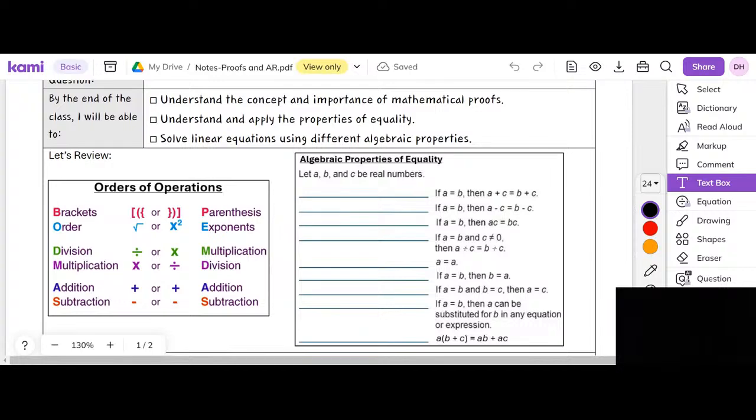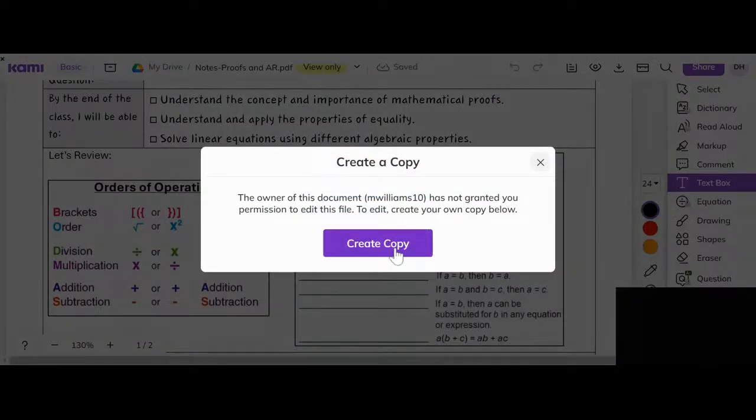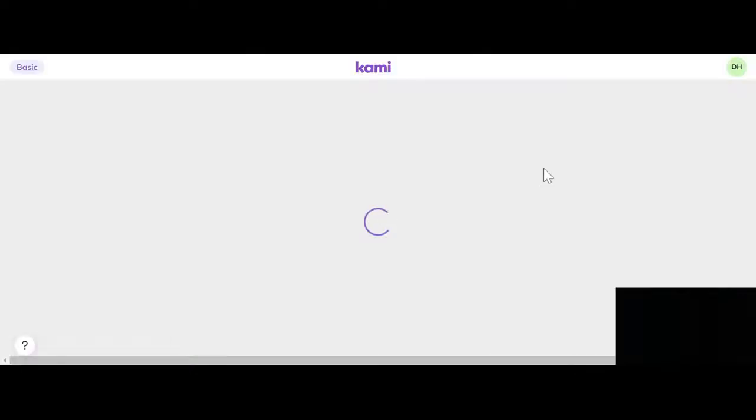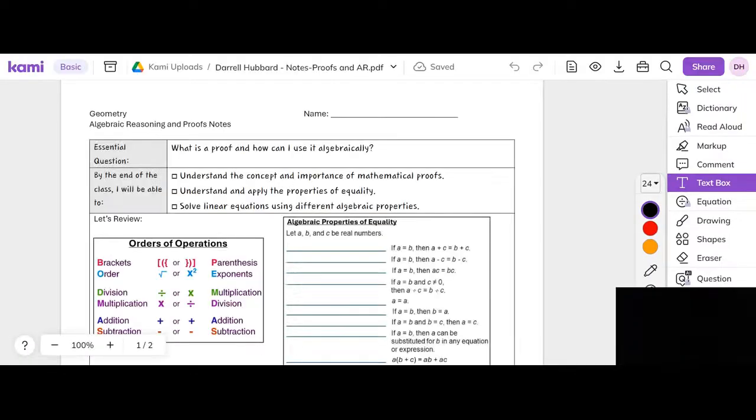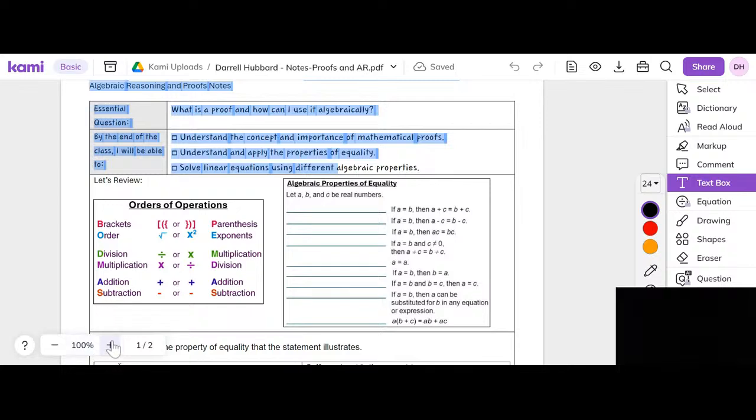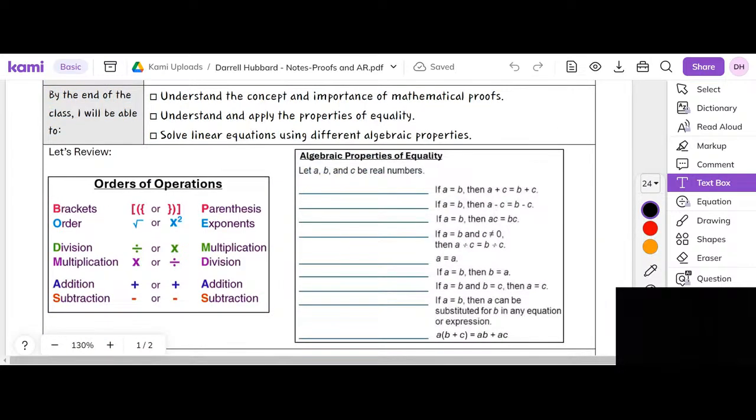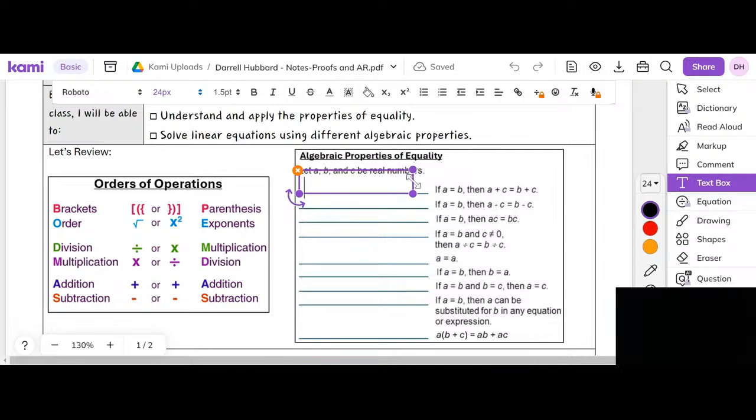This first property that we see here, it says let A and B be real numbers. So if A is equal to B, then A plus C is equal to B plus C. So what essentially are we doing there? What you'll notice here is if the original problem I have is A is equal to B, and we end up having this plus C on the left and this plus C on the right, we call that the addition property.